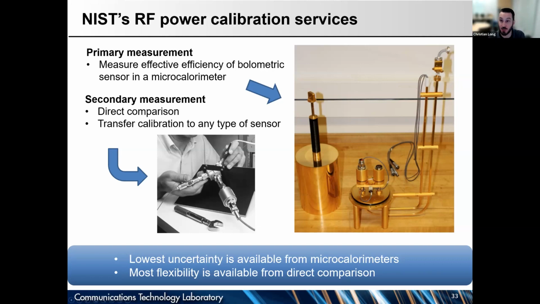So NIST offers 2 different kinds of measurement services. One is for the kind of specialized sensor that goes in the calorimeter, and that offers the lowest possible uncertainties. And the other is a direct comparison measurement that transfers microcalorimeter calibrations to any off-the-shelf power sensor.